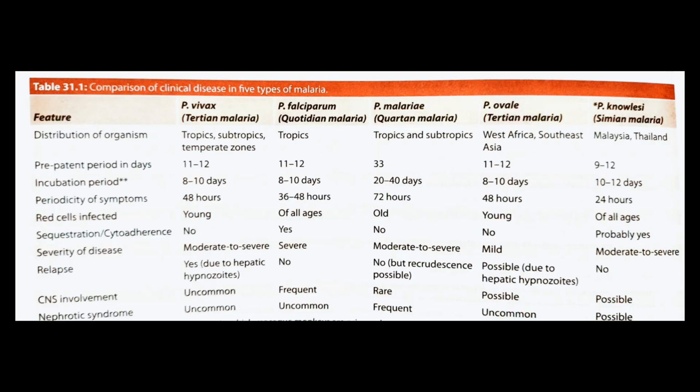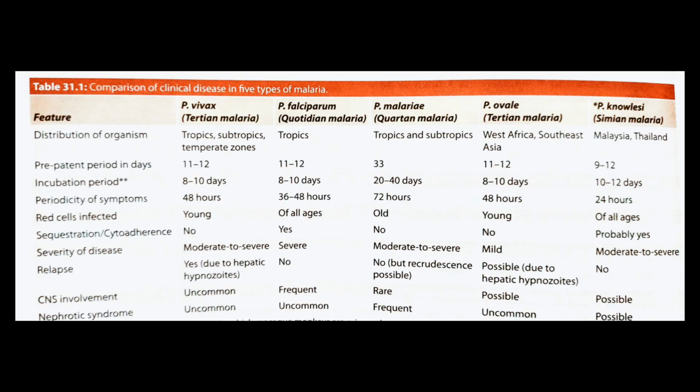Now moving on to the summary of all malaria. The main differences between all the malaria are compared in this table. It is really helpful for quick revision. So starting with the main differentiation between all the malarias, we will remember that P. vivax and P. ovale both affect the young RBCs, and both are associated with relapse due to the presence of the hepatic hypnozoite.